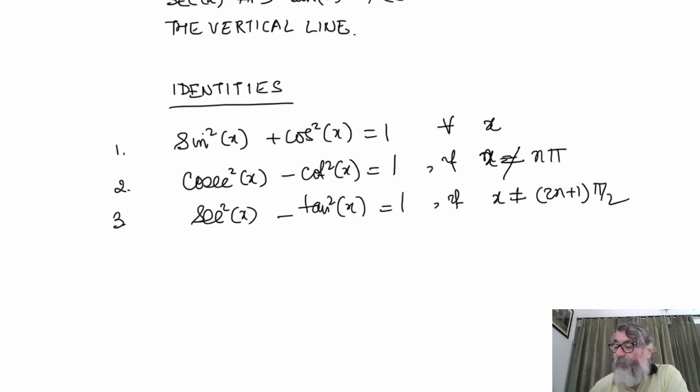Now these are the new things which you are learning. Till standard 10th we were doing alright. We were always saying sin square x plus cos square x is equal to 1, cosec square x minus cot square x is equal to 1. We were never writing x is not equal to n pi or x is not equal to 2n plus 1 pi by 2, because we were not taught. But now since you have come into the bigger class, you have to be more definite about things.